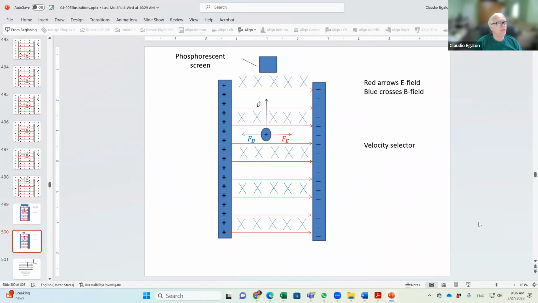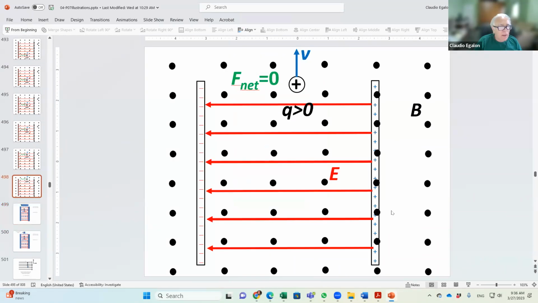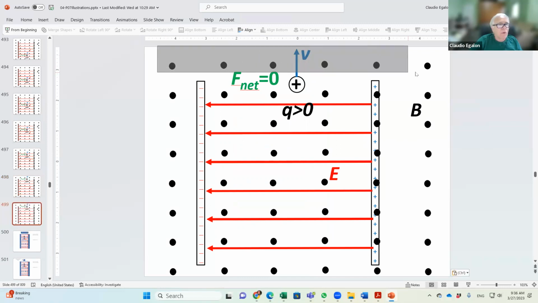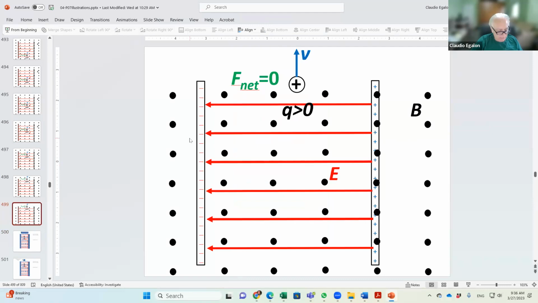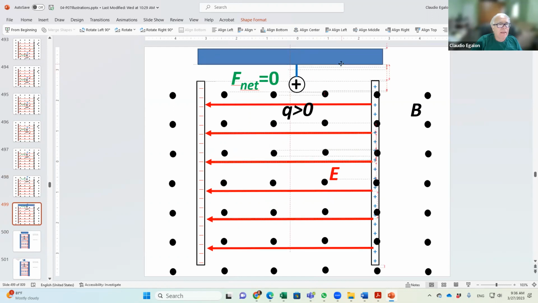So how do you see if the particle went through or not? Here I put the electric field in the other direction. How do you know if the particle really reached the other end? There's a way to know that. You can get a screen, a phosphorescent screen right here, a screen made of phosphorescent material.